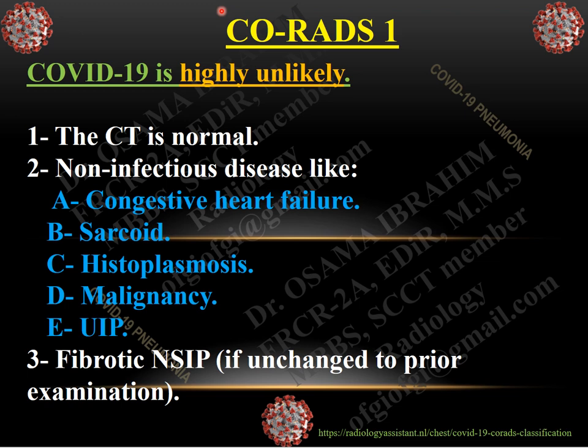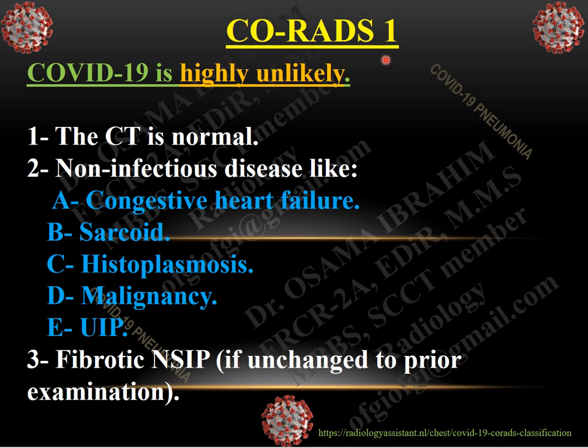We're talking about CO-RADS 1. This means COVID-19 is highly unlikely. This applies when we see a normal CT or non-infectious disease like congestive heart failure, sarcoidosis, histoplasmosis, malignancy, usual interstitial pneumonia, or fibrotic non-specific interstitial pneumonia, if unchanged from a prior examination. In any of these situations, we consider COVID-19 highly unlikely and take the subclassification of CO-RADS 1.